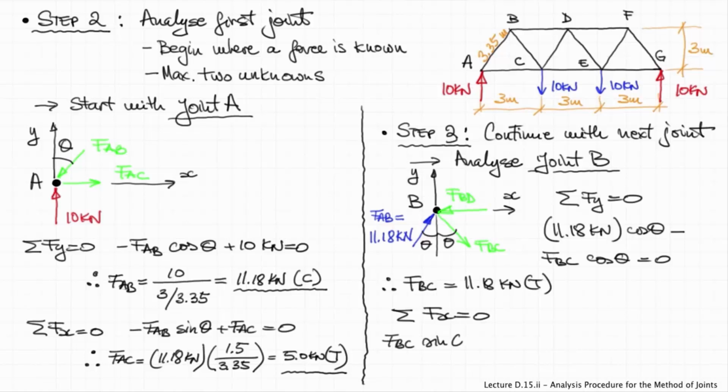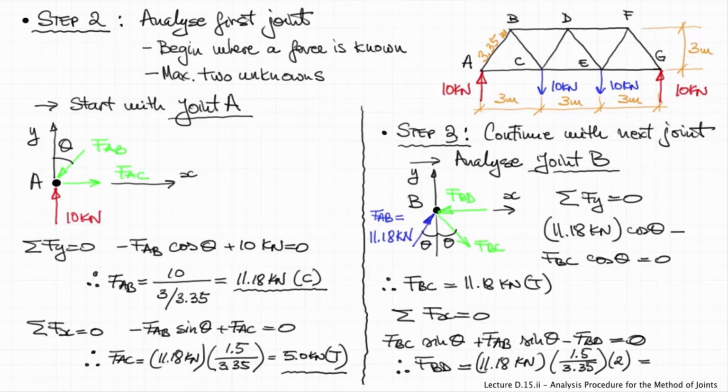If we sum now the forces in the horizontal direction, so now we have all 3 forces being part of the equation. In the end, FBD will also result as positive 10 kilonewtons. So our assumption that the member FBD was in compression was correct. So the force in member BD will be equal to 10 kilonewtons in compression.